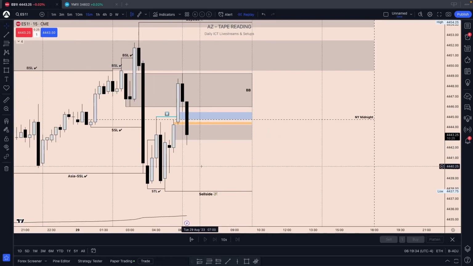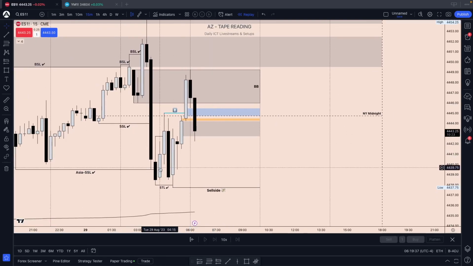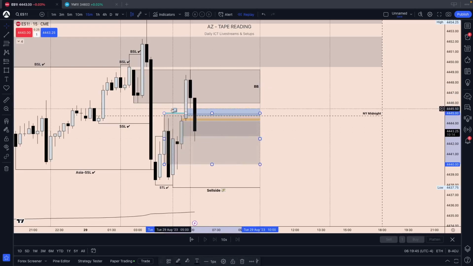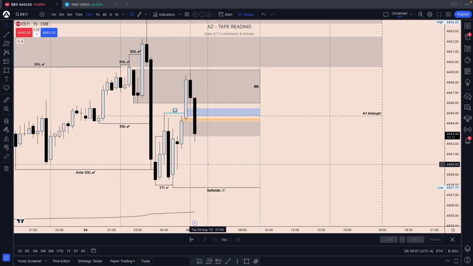We shifted market structure right here. Our 15-minute breaker block, if we would refine it to the highest candle, would be right here. So like I said, we're right in between. We already seem to be disrespecting this bullish fair value gap on the 15. Let's see if we can hold support here.